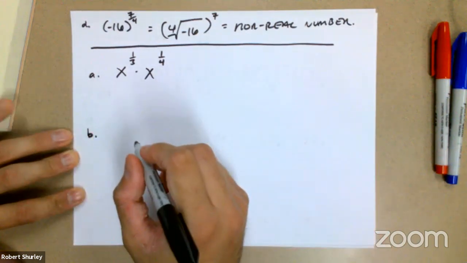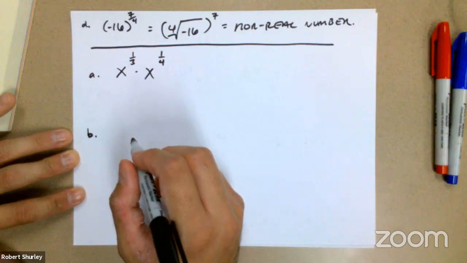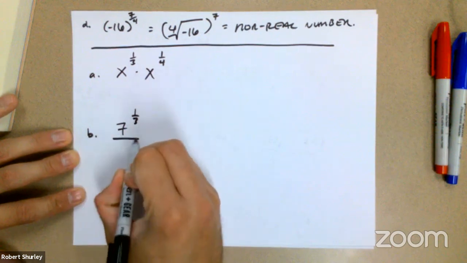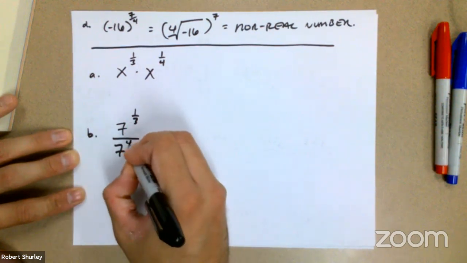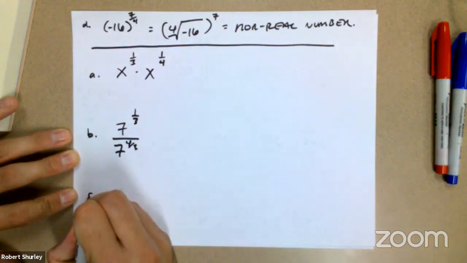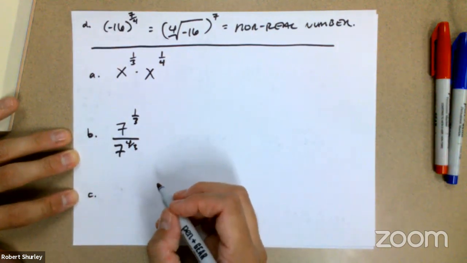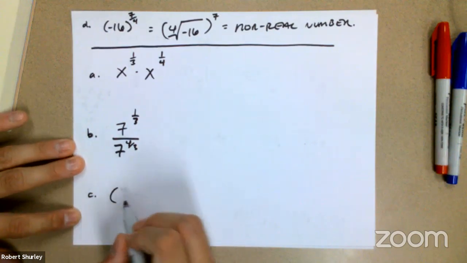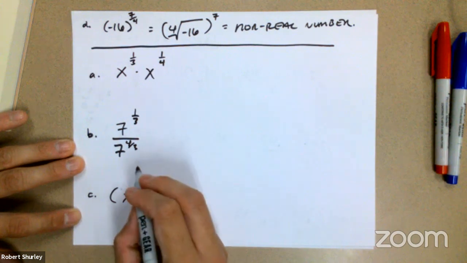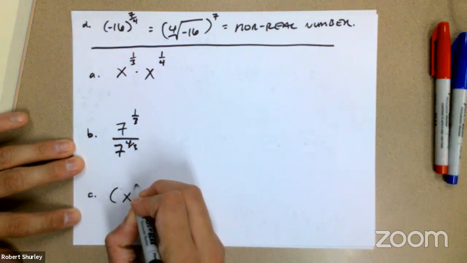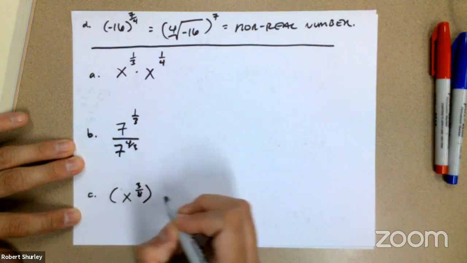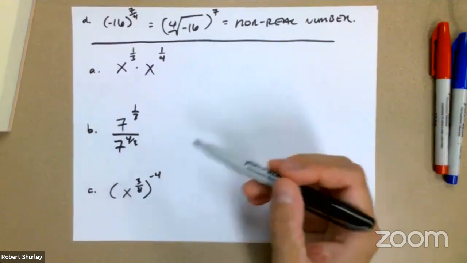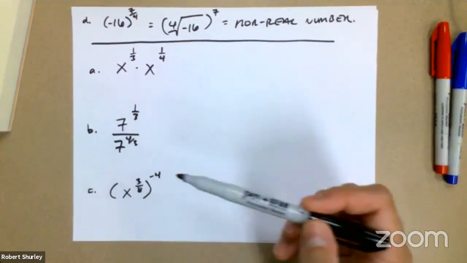Then we've got, let's say, 7 to the 1/3 divided by 7 to the 4/3. And then lastly, we have, let's say, x to the 3/8 raised to the -4. Okay, I want you to try those. Now look, leave them in exponential form. Don't worry about putting them in radical, but I want you to simplify each one.